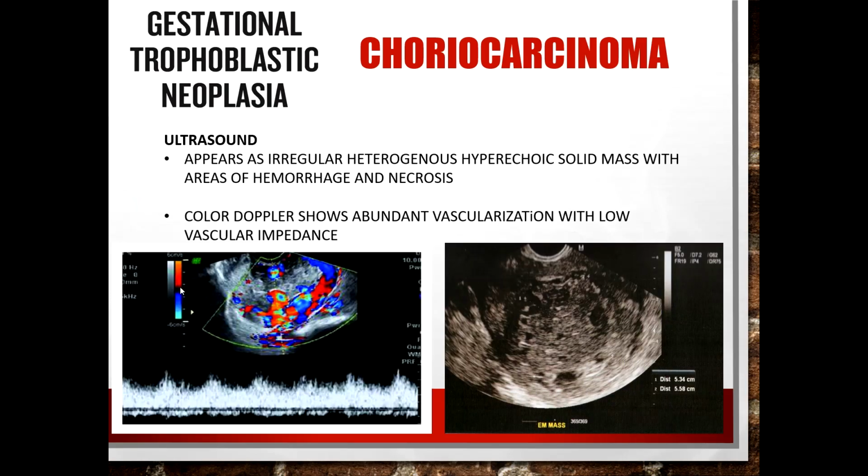On ultrasound, this would show a heterogeneous appearance with areas of necrosis and hemorrhage, which are typical of the tumor, thus showing a semi-solid mass. Color Doppler would show abundant vascularization with low vascular impedance.